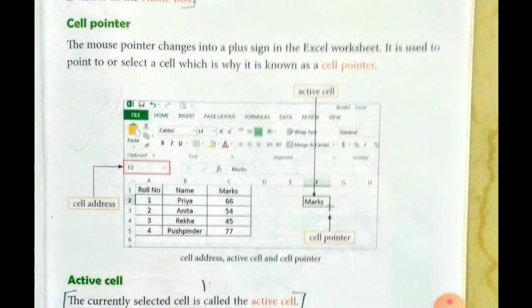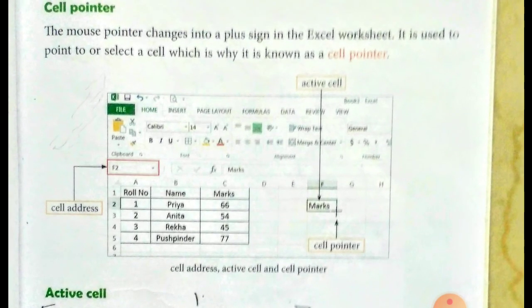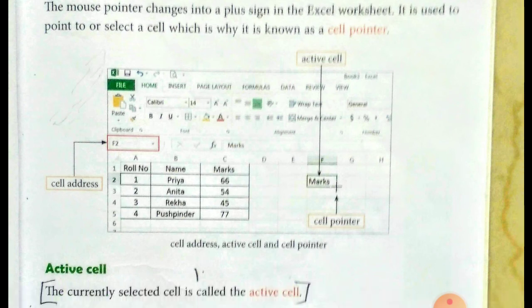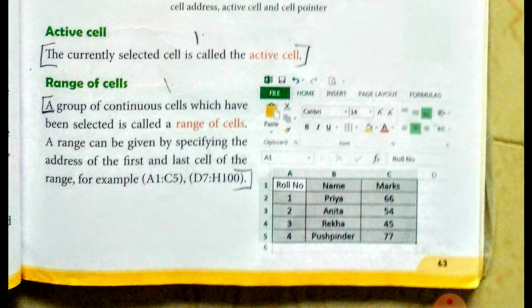Next is the cell pointer. The mouse pointer changes into a plus sign in the Excel worksheet. It is used to point to or select a cell, which is why it is known as the cell pointer. Next is the active cell. The currently selected cell is called the active cell.